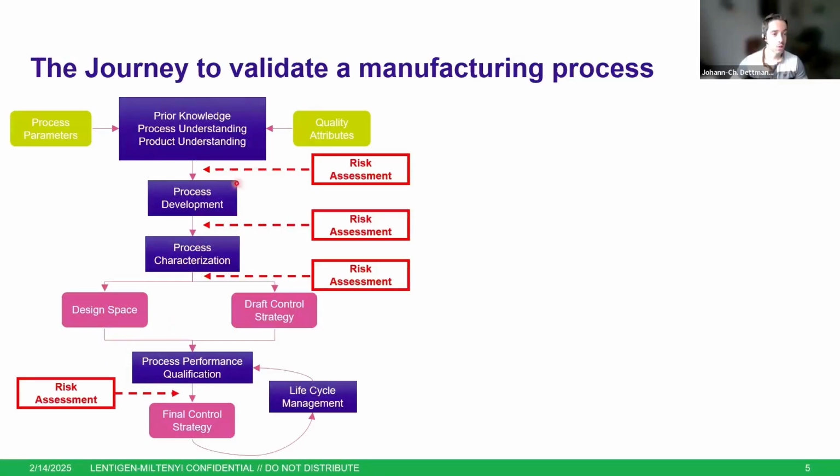You would initially start with collecting knowledge about your product and the process to be developed. The aim is to compile a list of quality attributes that adequately reflect the quality of your product. Afterwards, respective phases for process development and process characterization will take place, which will then lead to the generation of the control strategy and also the design space.